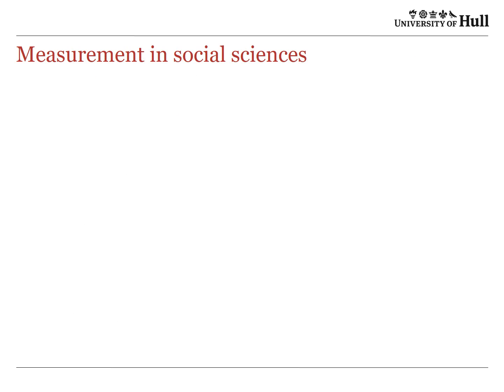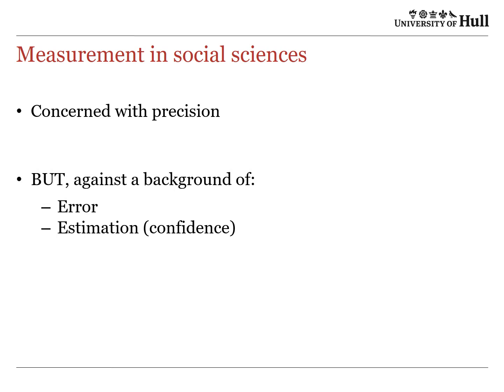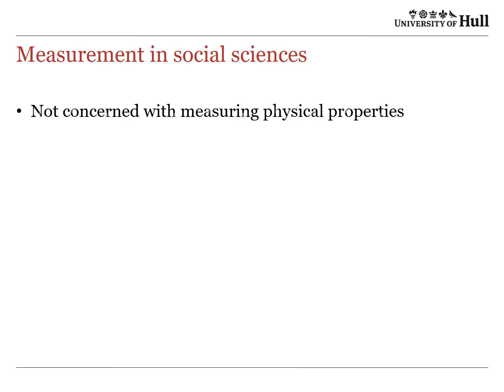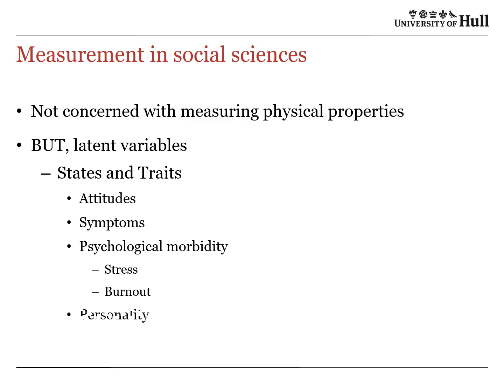So let's take a look at measurement in social sciences. Again, this is concerned with precision, but against a background of error, estimation and chance, just like any other kind of measurement. Measurement in social science is not concerned with measuring physical properties, but with measuring latent variables, either people's states at the time or their traits, which are more long-term. Things like attitudes, symptoms, psychological morbidity such as stress or burnout, personality, satisfaction and so forth. There's almost no end to what people try to measure in social sciences.